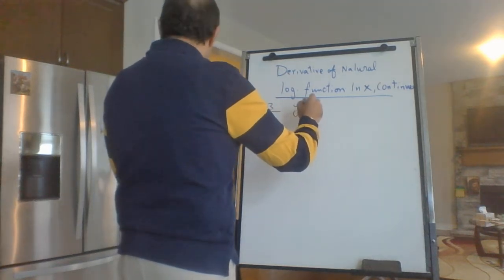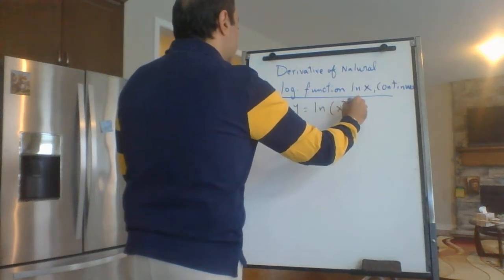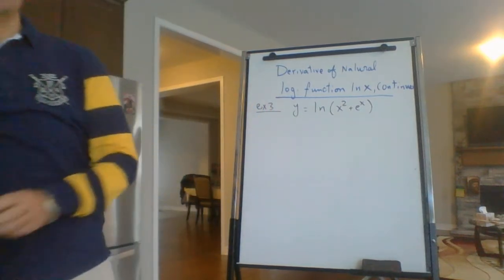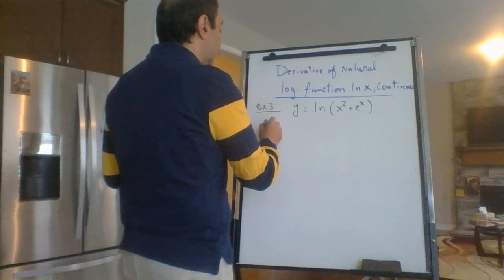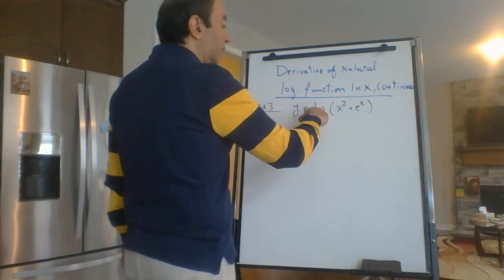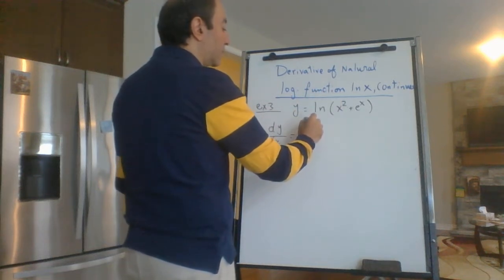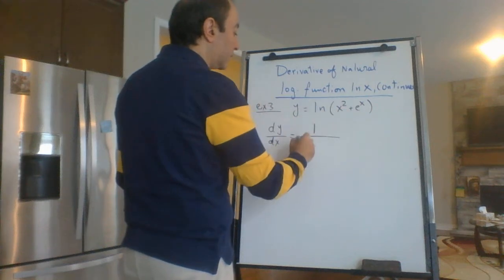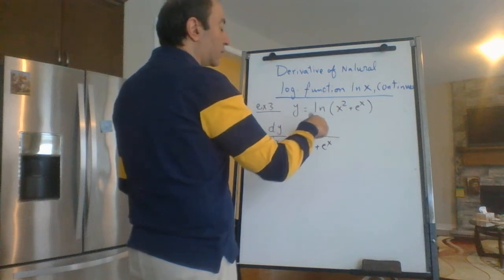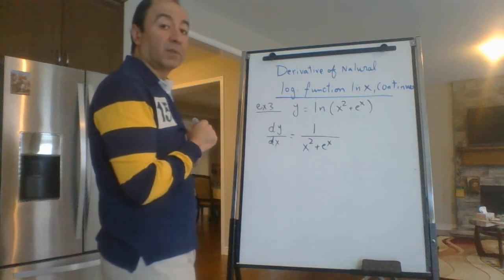y equals ln of x squared plus e to the power of x. We need to find the derivative of this function. So I can write the derivative of y as dy by dx. Then derivative of ln of g of x: derivative of ln anything is 1 over that thing. And this is a composite function, so I have to multiply this with the derivative of whatever is between the brackets.